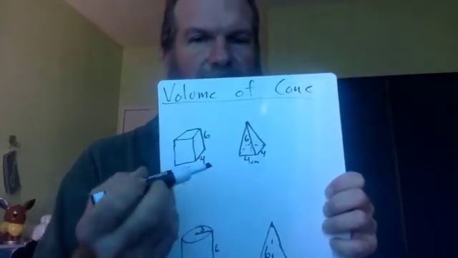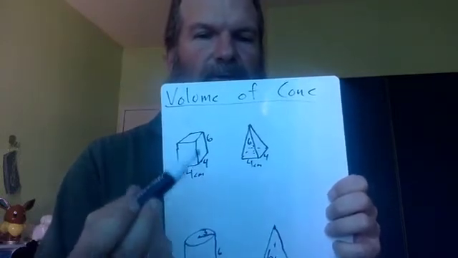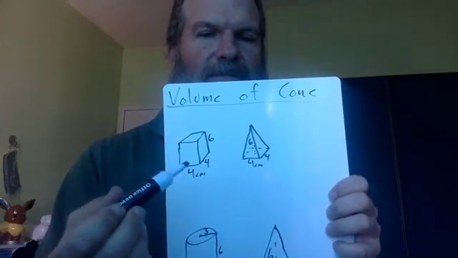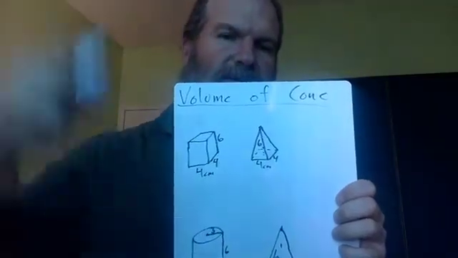Let's compare our rectangular prism and the pyramid that I've drawn here. What would be the volume of the rectangular prism? It would be 4 times 4 is 16. The area of the base is 16, and there are 6 layers of that. 16 times 6 is 96. So that's 96 centimeters cubed.